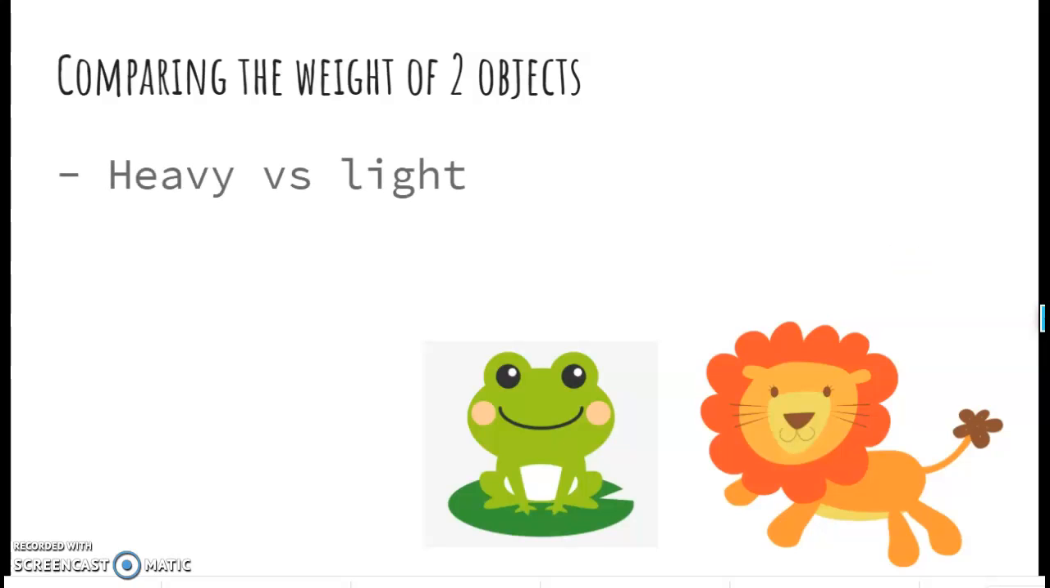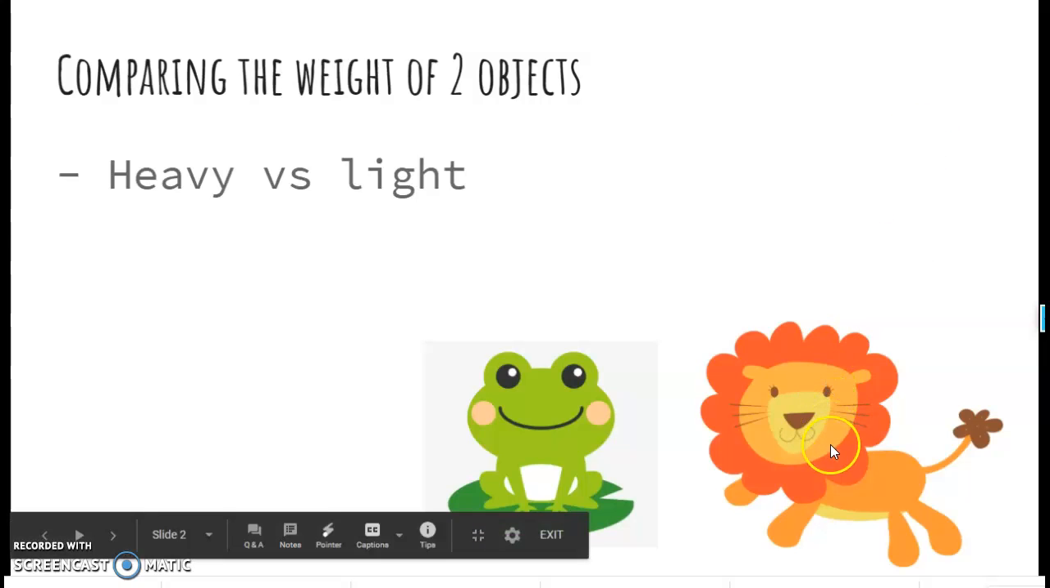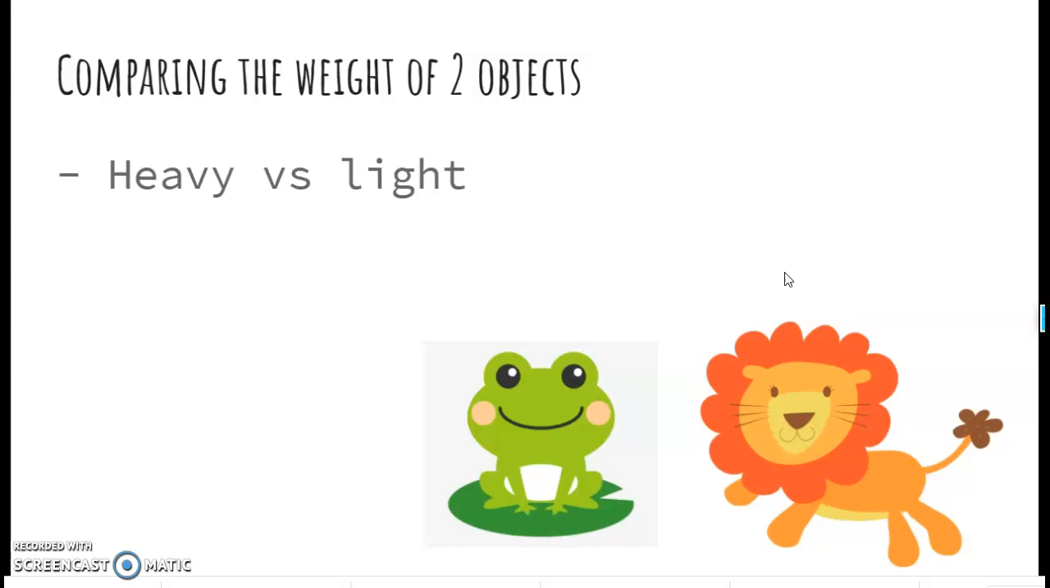You might use words like heavy and light. Which word would you put with each animal? Which one is heavy? Which one is light? I would say that the lion is heavy and the frog is light, because my prior knowledge tells me that I can hold a frog in my hand, but I cannot hold a lion in my hand.